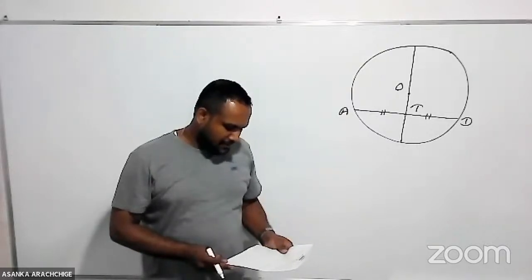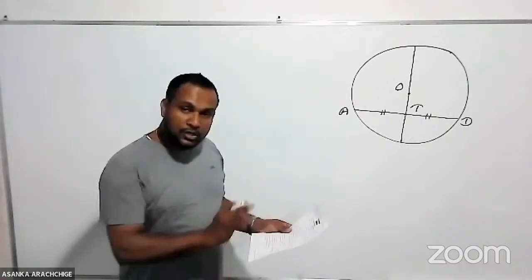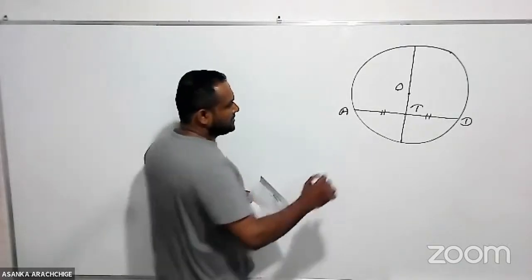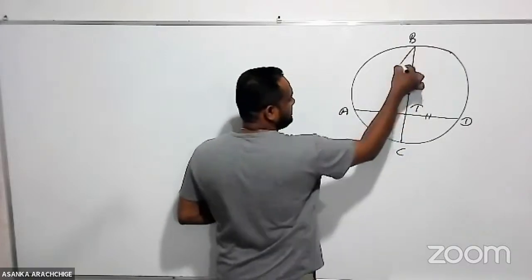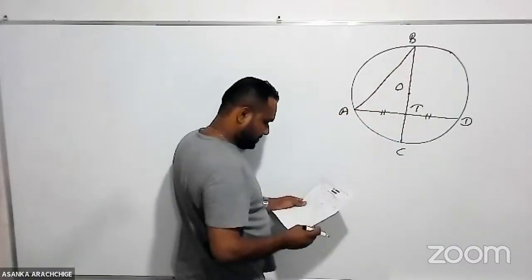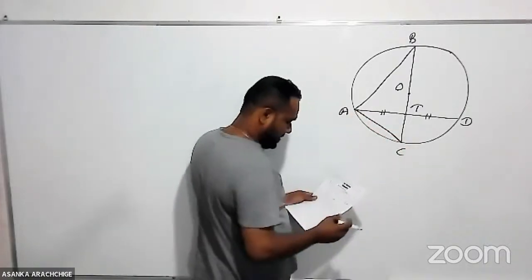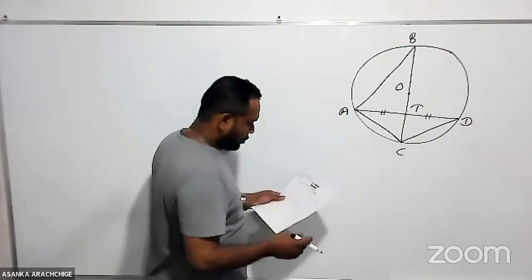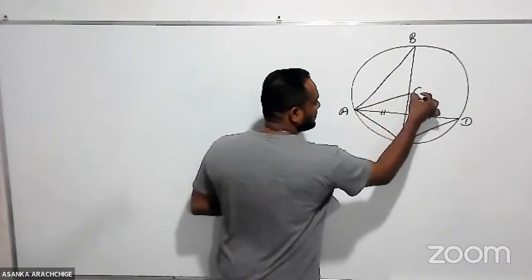BOC at T. Part A today. In addition to the given information, you can see this is B, this is C, and these points are joined: B to A to C, and C to D, and also O to A. Clear?